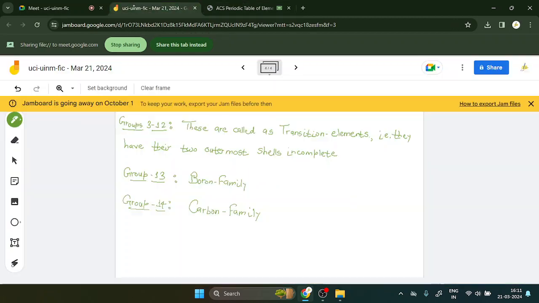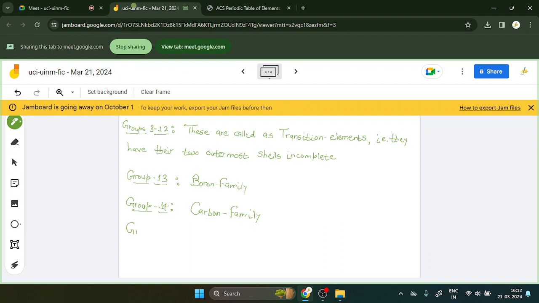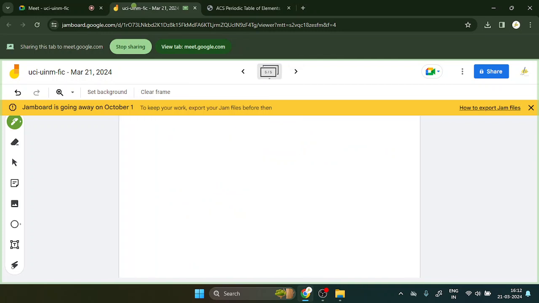We will be discussing each and everything. So next, group 15 is the nitrogen family. Then we have group 16, also called the oxygen family, and this is also called the chalcogens group.